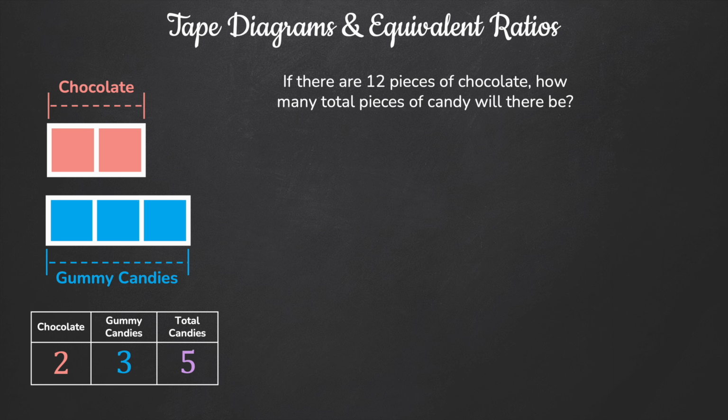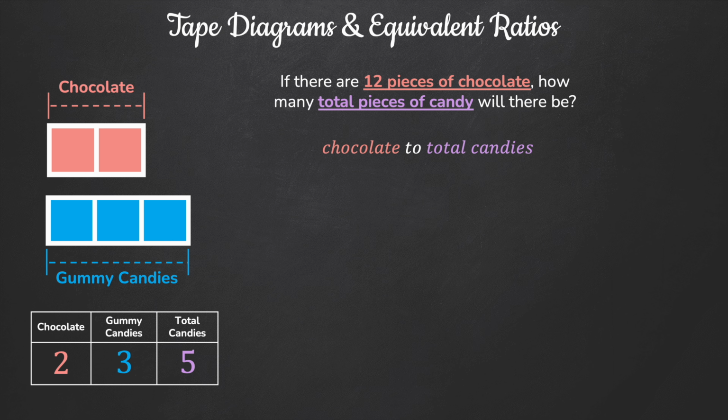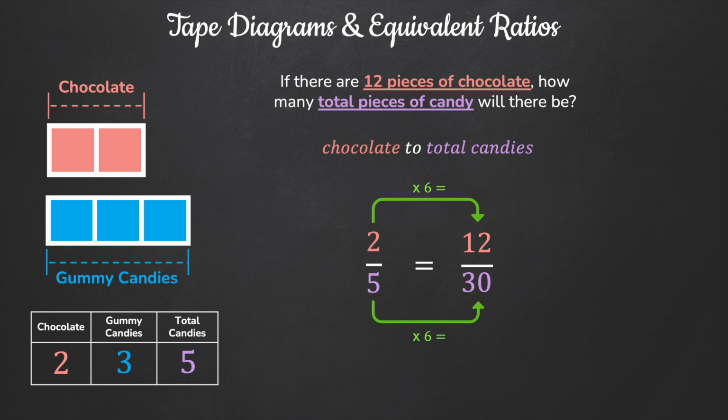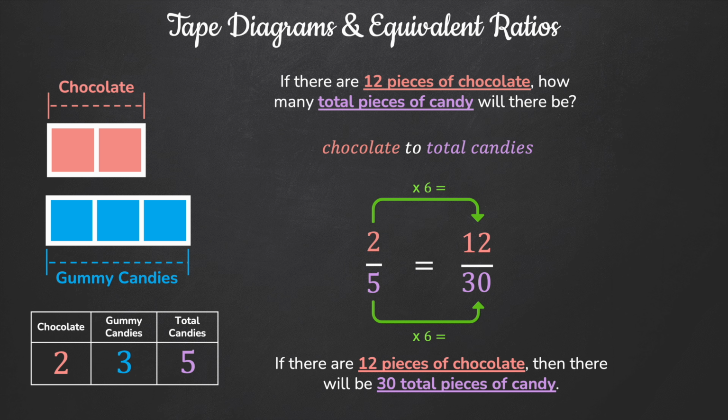Our next example says, if there are 12 pieces of chocolate, how many total pieces of candy will there be? So we know that we're talking about chocolate and the total pieces. So the ratio of chocolate to total candies is 2 to 5. And we know that we have 12 pieces of chocolate, so we ask ourselves, what can we multiply 2 by to get 12? Well, we could do 2 times 6, and that equals 12. So we also have to multiply the 5 by 6 and we get 30. So if there are 12 pieces of chocolate, then there will be 30 total pieces of candy.